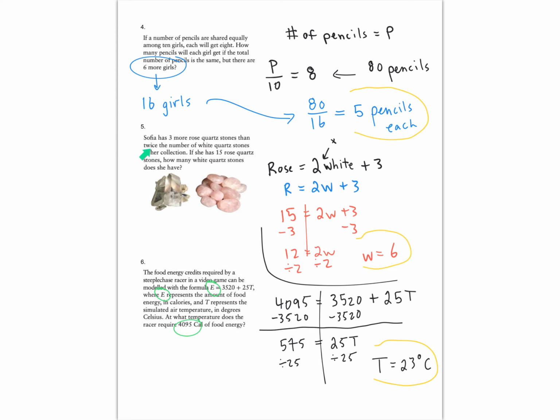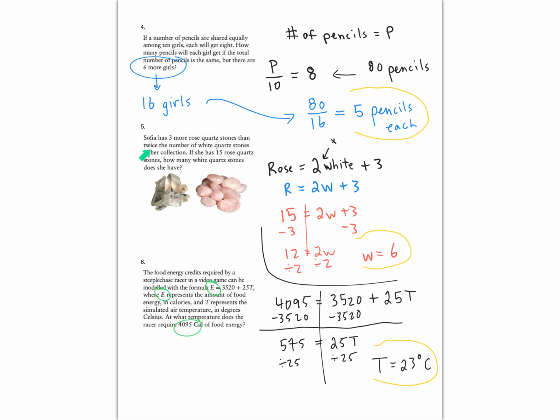Okay, the next question. Sophia has 3 more rose quartz stones than twice the number of white quartz stones in her collection. Okay, so there's lots going on here. What we need to do is sort of dissect the math words within here. Okay, so let's look here. All right, 3 more. Okay, so 3 more in math would be plus 3. Okay, plus 3. And twice. Okay, so 3 more is plus 3.